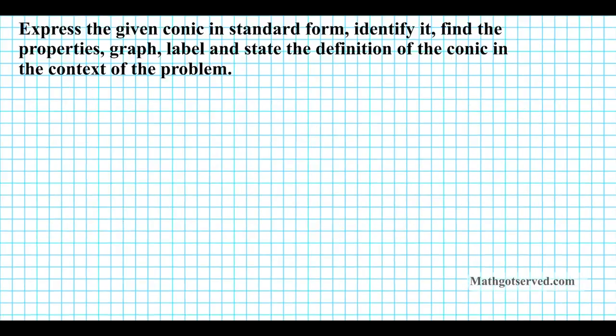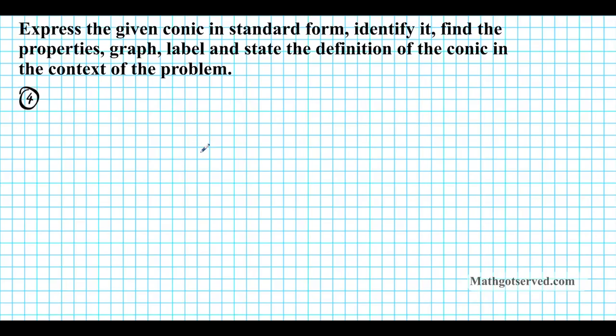All right, let's take a look at question number 4. Problem 4, we're doing the same procedure for problems 1, 2, and 3. We're going to express the given conic in standard form, identify it, find the properties, graph, label, and state the definition of the conic in the context of the problem. Okay?